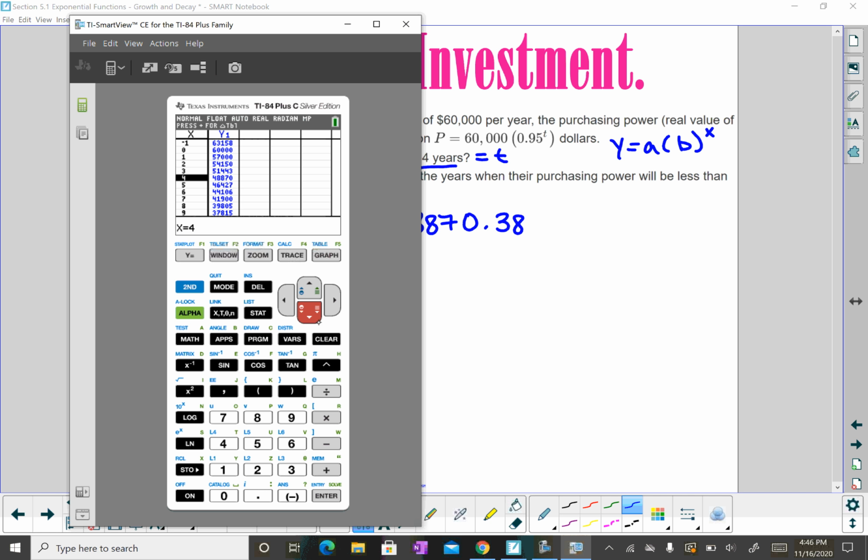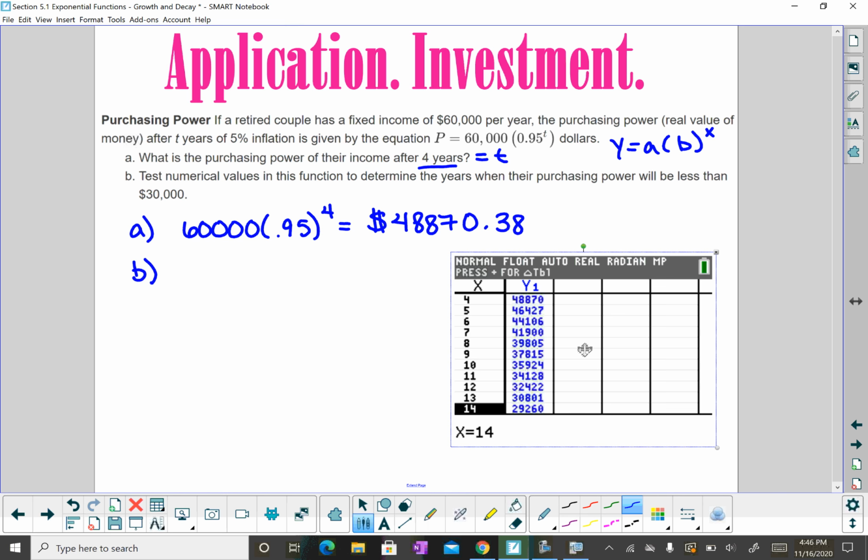We're trying to figure out when the purchasing power is going to be less than 30,000. One thing I could do by hand is plug in 5, plug in 6, plug in 7, and figure out the first year that we're below 30,000. But this table of values gives me a really quick way to figure that out. You'll notice the first time I get below 30,000 is year number 14. So in how many years will it be less than 30,000? My answer is in 14 years. And you could always test 14 by plugging it into the equation, and you're going to see you get that value of 29,260.